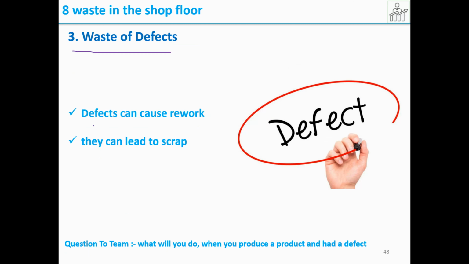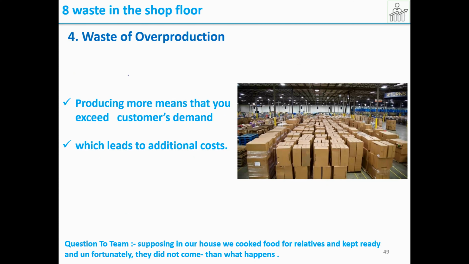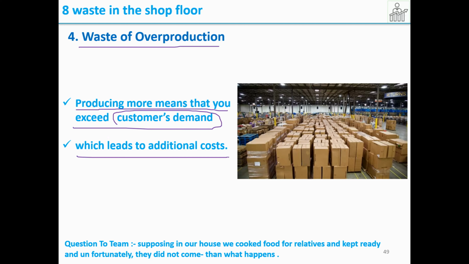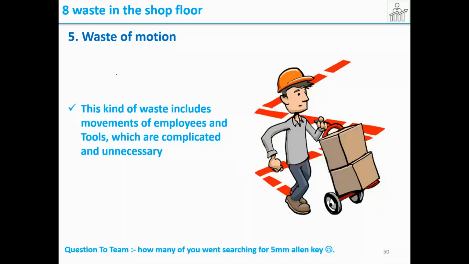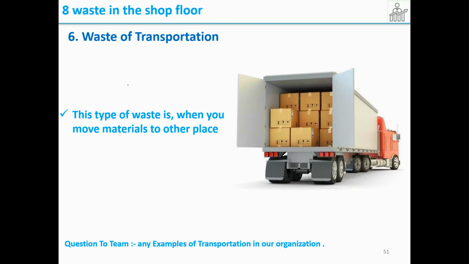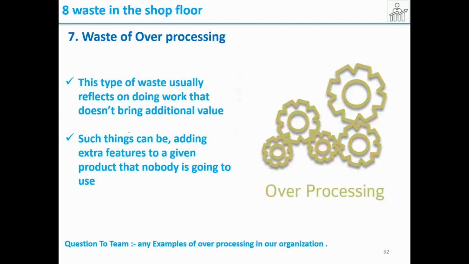Next, waste of defects. Defects can cause rework, and they can lead to scrap. Waste of overproduction. Producing more means that you exceed customers' demand, which leads to additional cost. Waste of motion. This kind of waste includes movement of employees and tools which is complicated and unnecessary. Waste of transportation. This type of waste is when you move materials to another place.